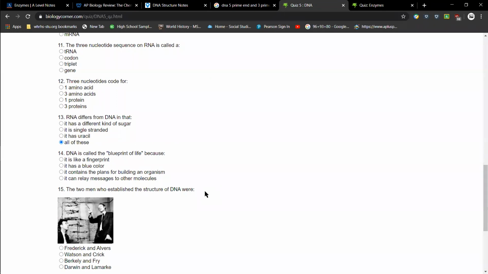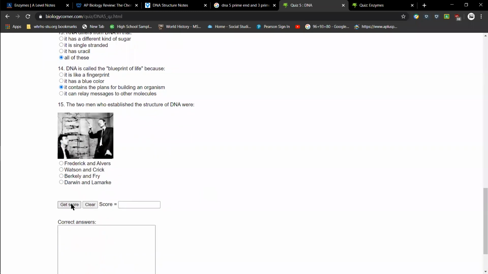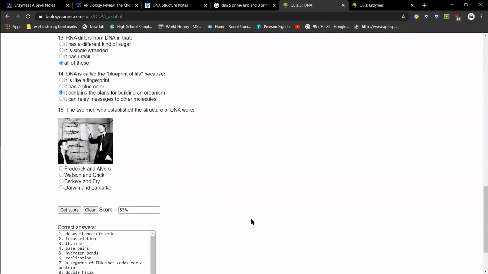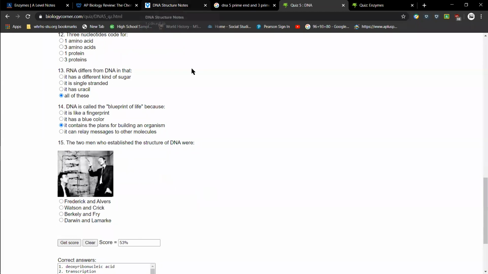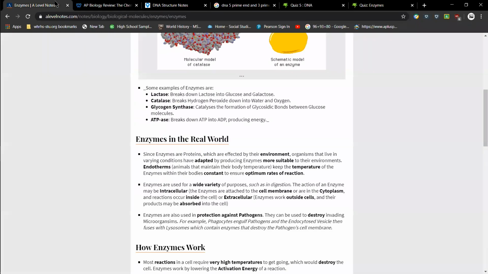So 14, DNA is called the blueprint of life because... Okay, so everyone got it. That's good. So the answer was C. It contains the plans for building an organism. That's good. And then you do not have to know the last one, so our score is going to be horrible because we only answered about half the questions. But without further ado, let's get into enzymes now.